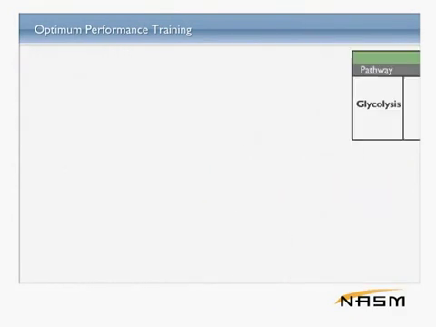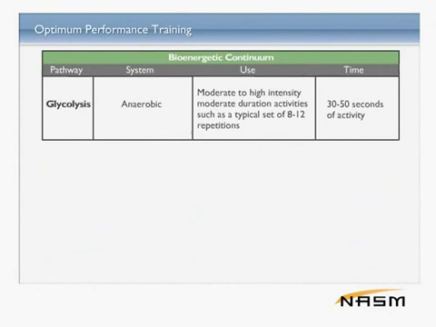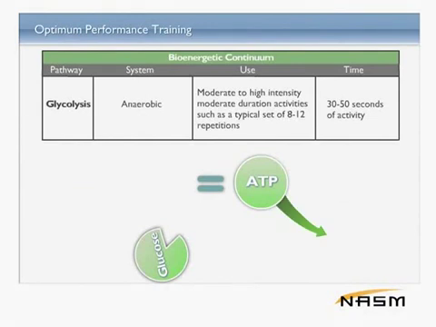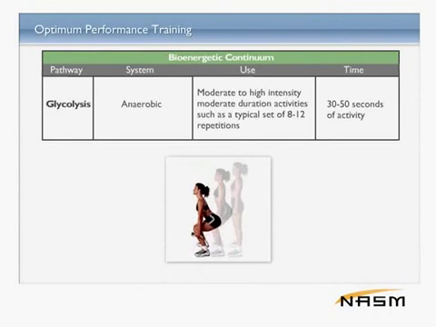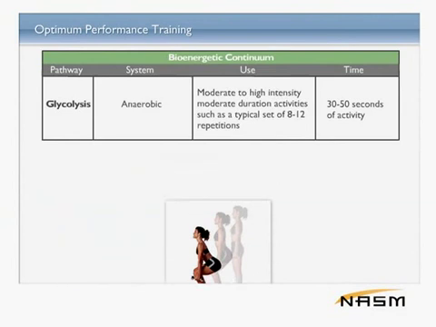The second system, glycolysis, utilizes the breakdown of carbohydrates, or glucose, to rapidly produce ATP. While this system can produce a significantly greater amount of energy than the ATP-CP system, it too is limited to approximately 30 to 50 seconds of duration. Most resistance training workouts will place a greater stress on this system than the other systems because a typical repetition range of 8 to 12 repetitions falls within this time frame.